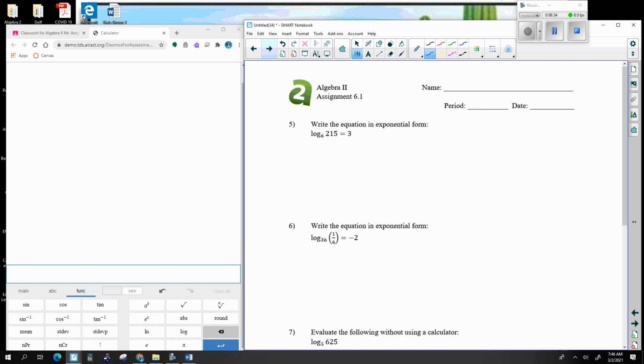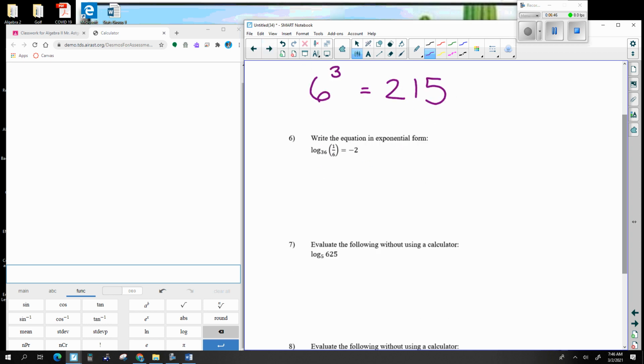Okay, again, write this in exponential form. So we see that the base is 6, the 3 comes over, and the 215 goes over. Right, in exponential form, the base is 36, -2, 1/6. This is not a true statement, by the way.